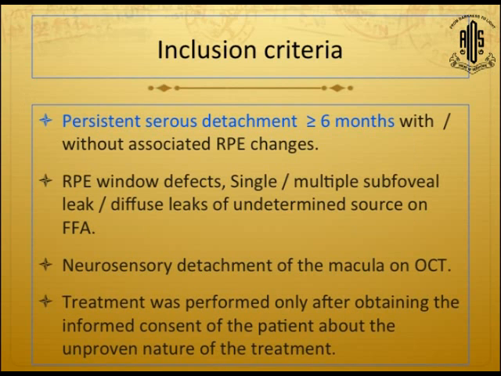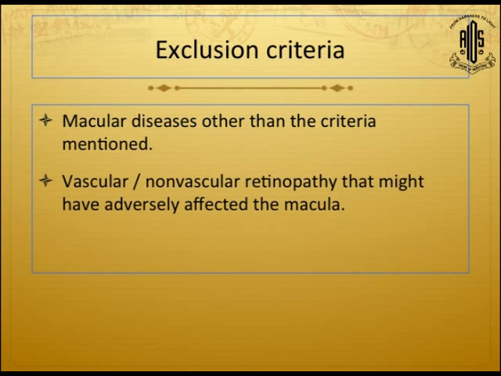Now a small unpublished data and our experience in our hospital of TTT laser. Inclusion criteria remain the same as Roddy sir had discussed for PDT. It is persistent serous detachment more than 6 months, RPE window defects, single or multiple subfoveal leaks, diffuse leaks of undetermined source, neurosensory detachment of the macula on OCT, and treatment was performed only after obtaining informed consent. First, we usually give the patient a choice of PDT because that remains the mainstay of treatment, but for patients who may not afford PDT, we advise the TTT laser.